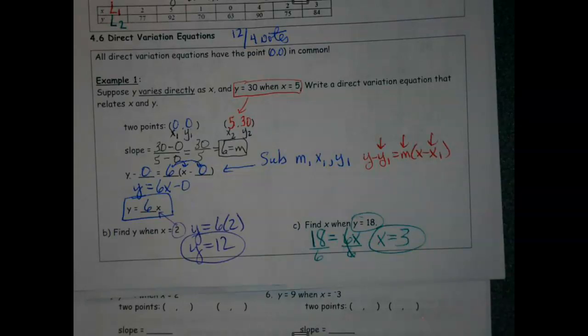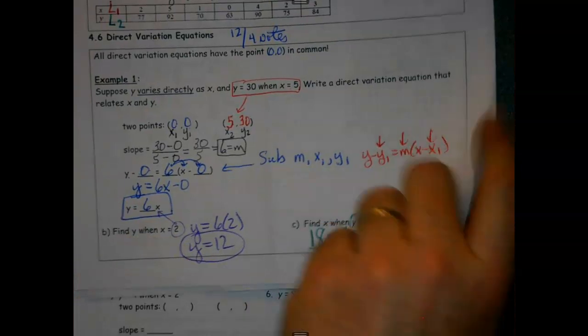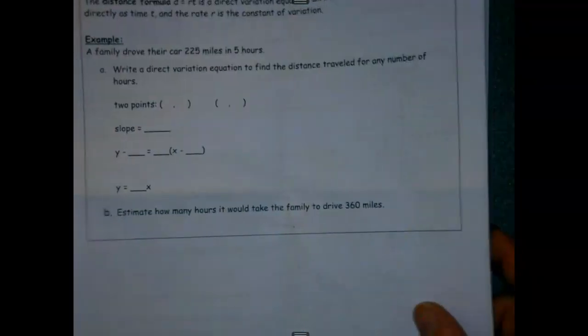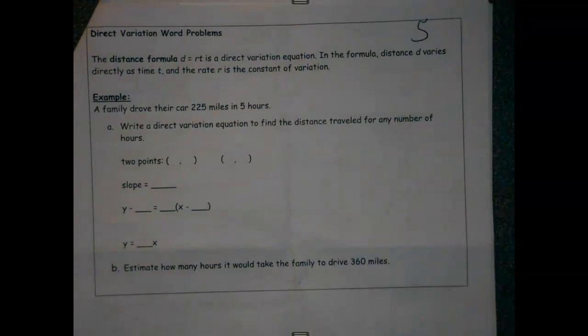So of course, we haven't done this in a while, but hey, it's got to come around. We're going to have an application that we're going to do with this too, but it's going to go fairly quick. So our last thing to add to our notes, we move this down a little, is the direct variation word problem.